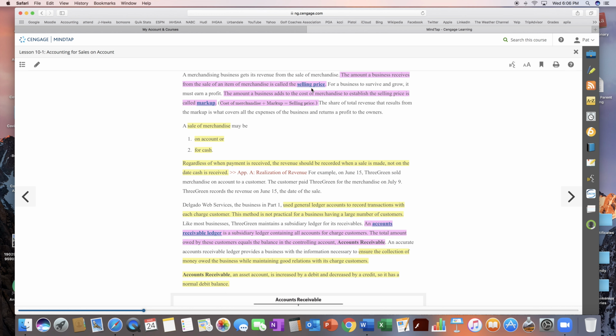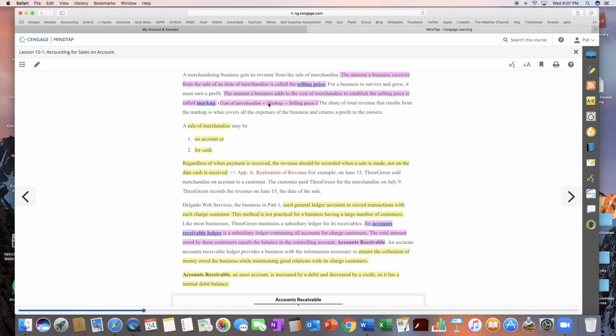We buy it from our vendors at a certain price, and then we have to do what's called a markup. The markup is the amount the business adds to the cost of merchandise to establish what we just talked about, the selling price. So for example, you buy a shoe for $25 from a vendor and you sell it for $65. The markup is the difference. The cost of the merchandise is what we bought it for, the cost of what we purchased the item for.